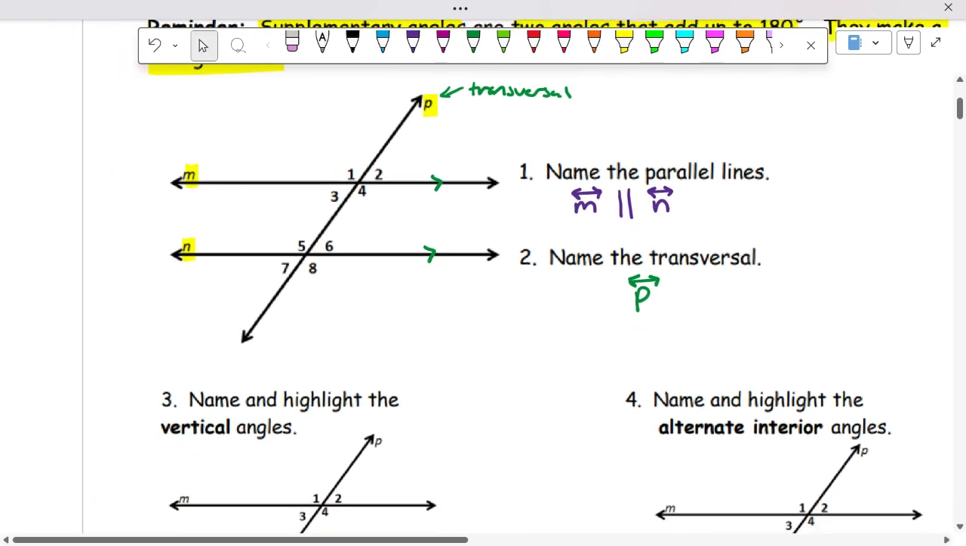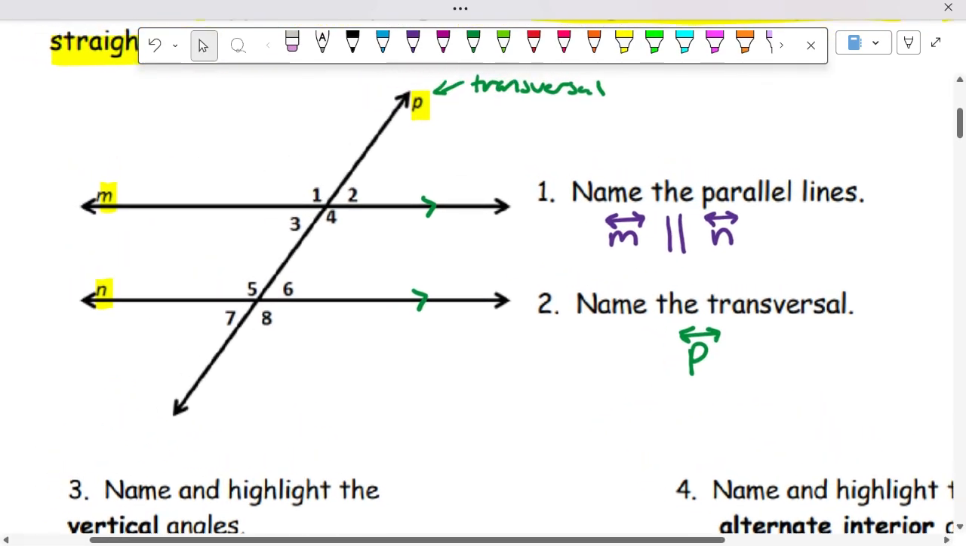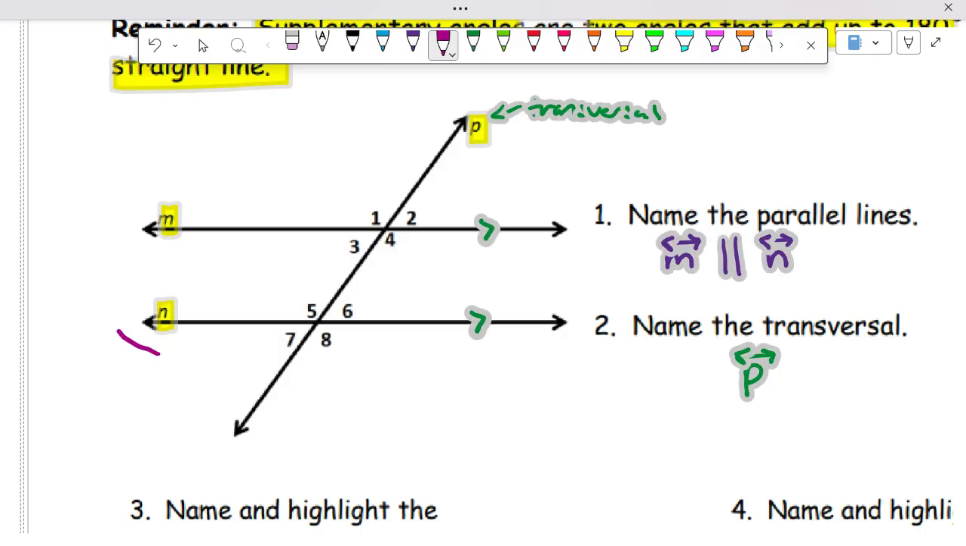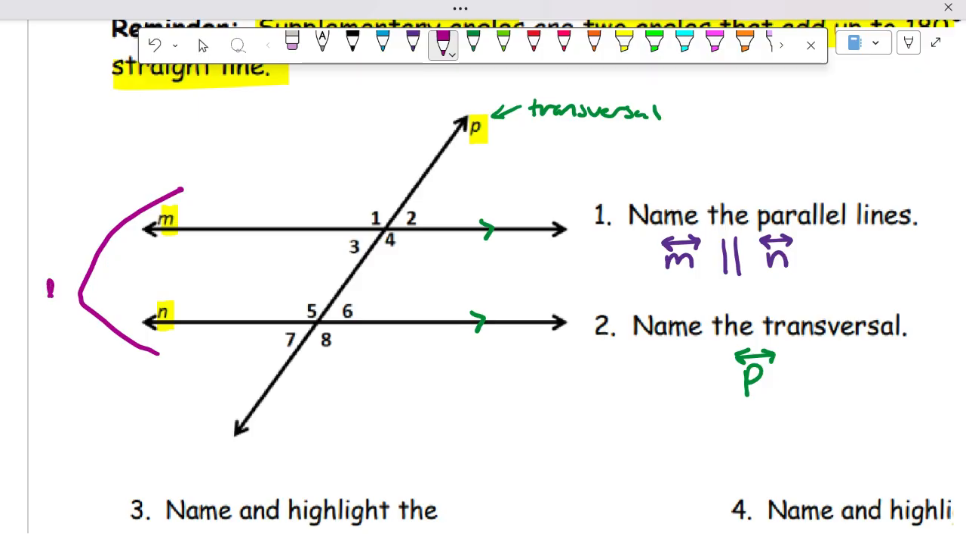Now, something else to note that you're going to be seeing a lot. Another thing that we're going to be seeing when we get into these theorems is exterior and interior. So, if we're talking exterior, what does exterior mean? Outside. So, we're talking about in reference to the parallel lines. So, which angles do you think will be exterior? 1, 8, and there's 2 and 7. All right. So on the outside of the parallel lines, that's the exterior.